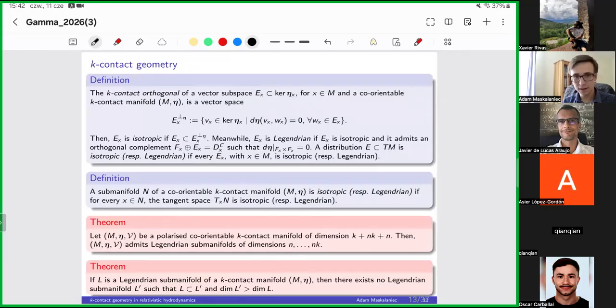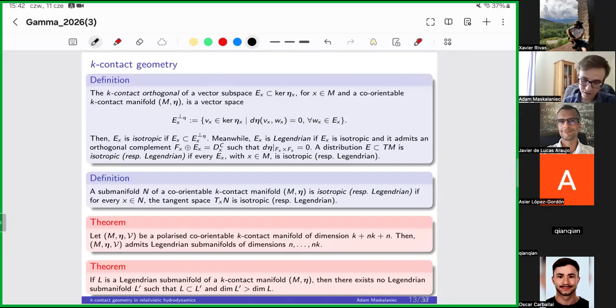So if we would like to extend this notion of equilibrium states for our relativistic hydrodynamic case, then we need to construct a corresponding notion of Legendrian submanifold in the case of k-contact geometry. And now it's time to give a precise definition.